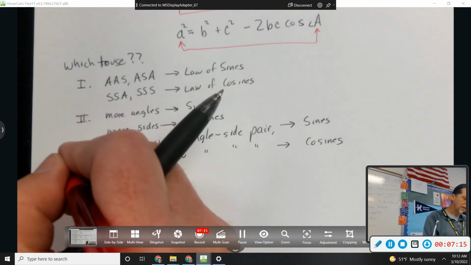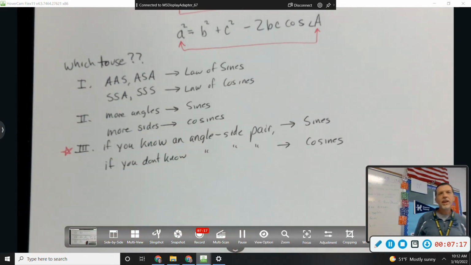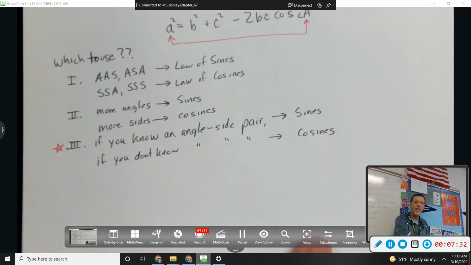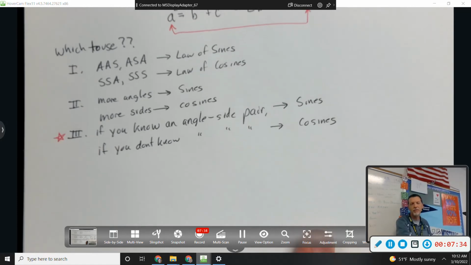I think that's kind of my go-to method. I draw the picture. If I see an angle-side pair, I immediately think, okay, I can use law of sines, because I'd really rather use law of sines because it's easier. Law of cosines is not hard, there's just more stuff to it. So usually that last one is my method for figuring out which one to use.